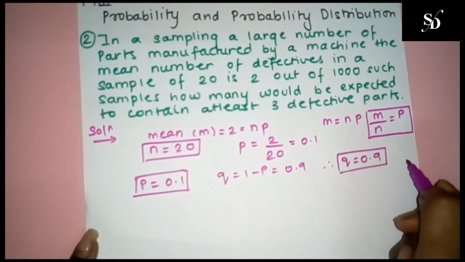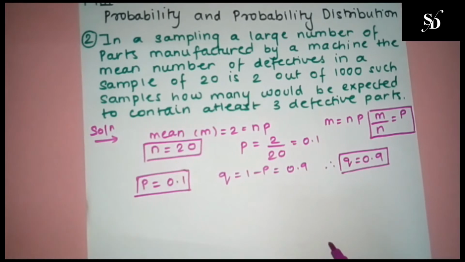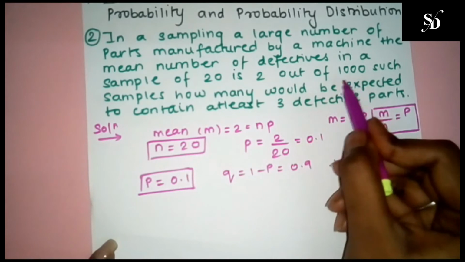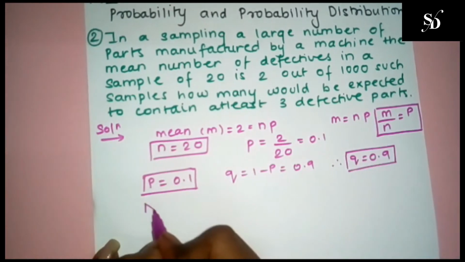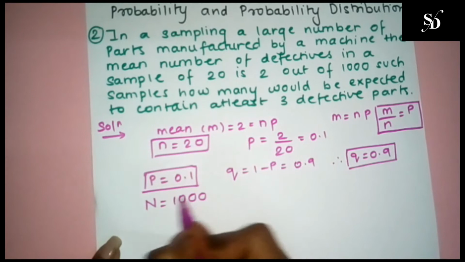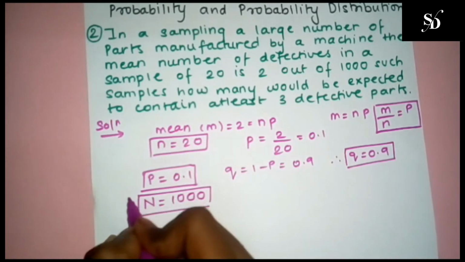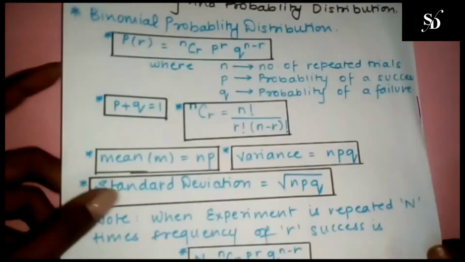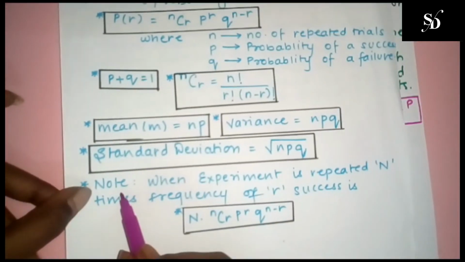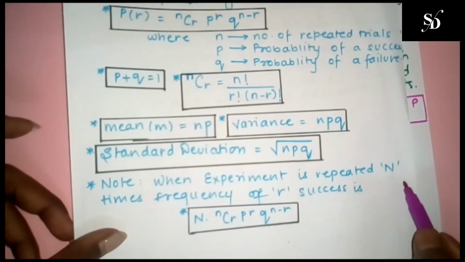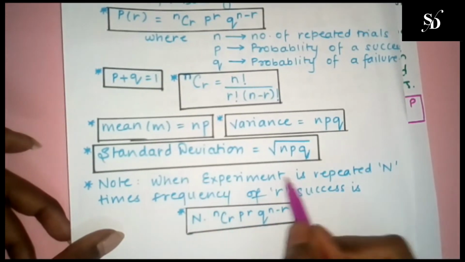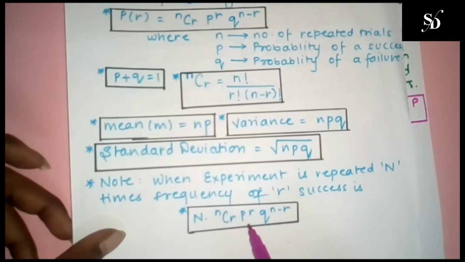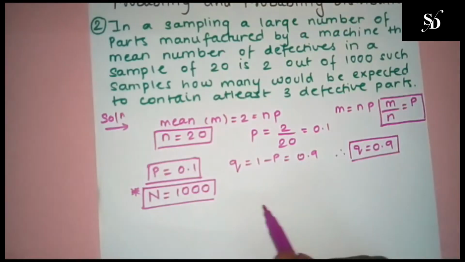Now we have all the required information to solve the sum. We have n, p, q, everything. Now this 1000 is the big N, is equal to 1000. So this will be required later. Now let me explain all this. Note, when the experiment is repeated N number of times, the frequency of success will be N into the binomial distribution formula. So we will use this in this sum.